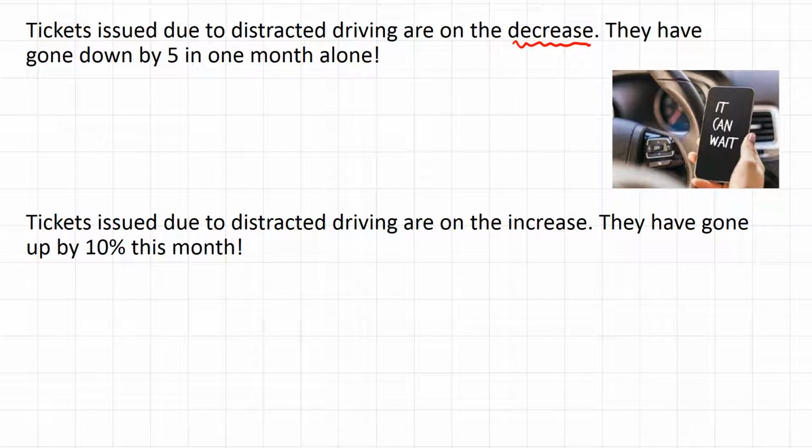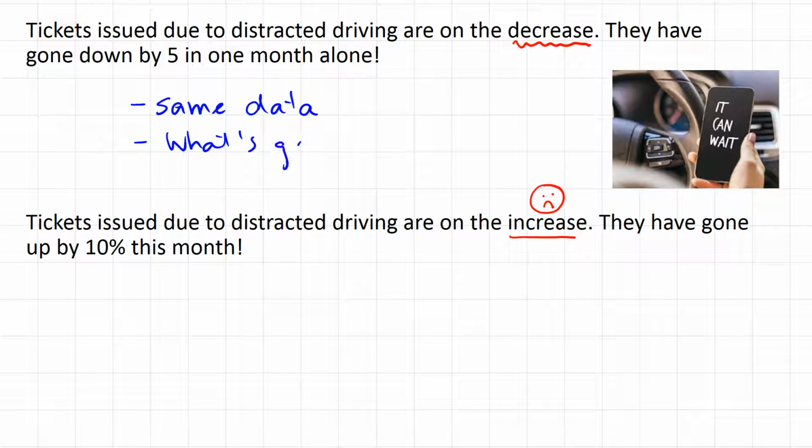The second headline, tickets issued due to distracted driving are on the increase. Well, that's not such good news. They have gone up by 10% this month. What if I told you that both of these statements come from the same data set? So what's going on? And what's going on is how these have been reported.